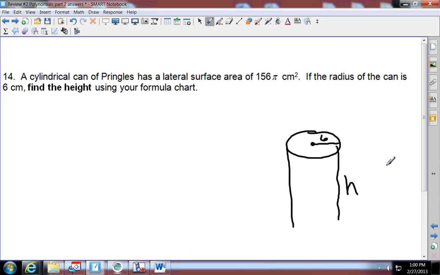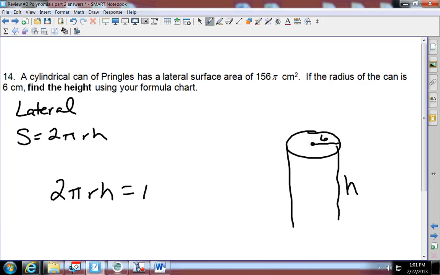So the formula, first off, you go and look underneath surface area for a cylinder. And then you look where it says lateral. And under lateral, it says the cylinder is S equals 2 pi RH. So, 2 pi RH is going to equal 156 pi. We also know the radius right here, so I can put this in here as a 6.